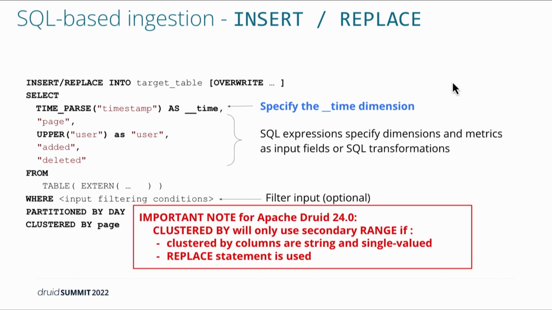An important note here is that, at least as of Apache Druid 24.0, CLUSTERED BY will only result in secondary range partitioning if a couple conditions are met. All of the CLUSTERED BY columns must be string and single valued, you can't use multi-valued columns here, and you must be using a REPLACE statement. So it requires the overwrite logic in order to do the secondary partitioning.